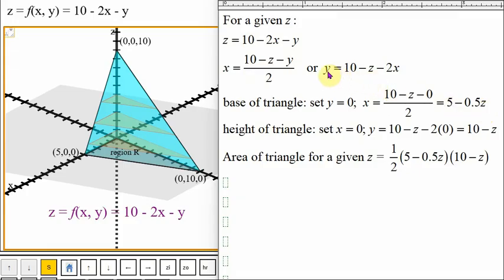Similarly, to find the height of the triangle at a given z, we set x to 0, since this side is directly above the y-axis. Setting x to 0, we get y to be 10 minus z. So the area of a triangular cross-section at a given z would be 1/2 times 5 minus 0.5z, which is the base, times 10 minus z, which is the height.